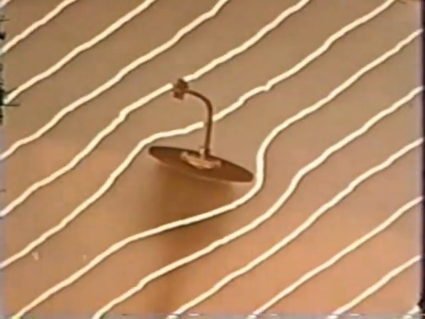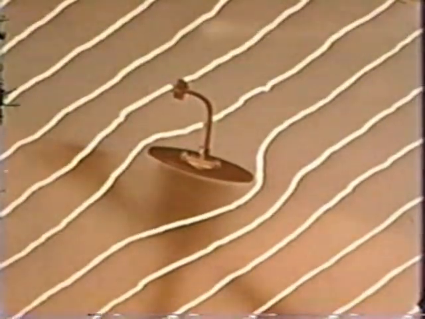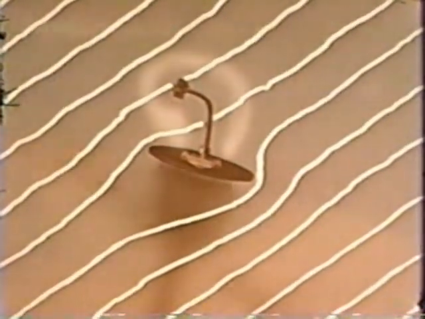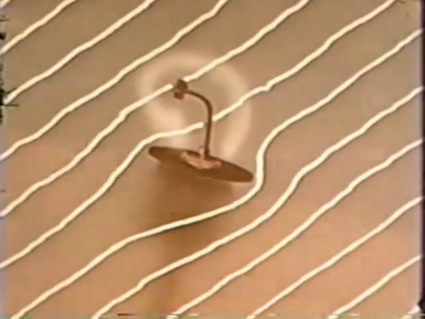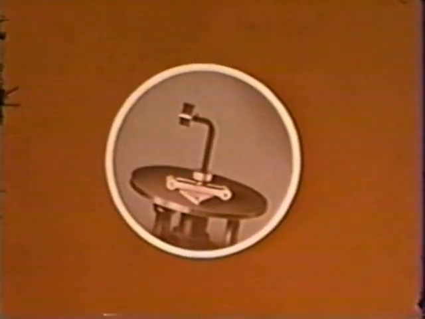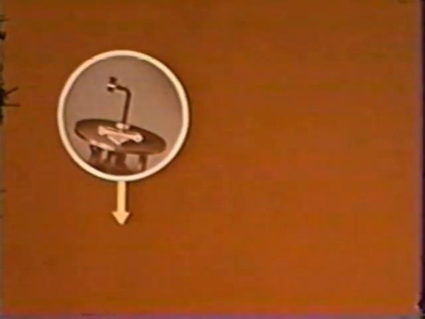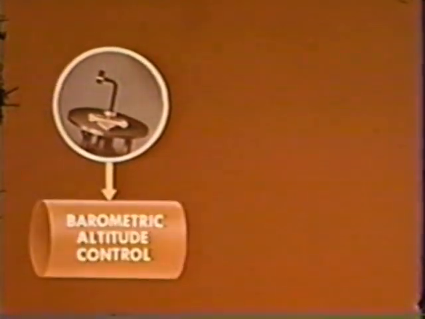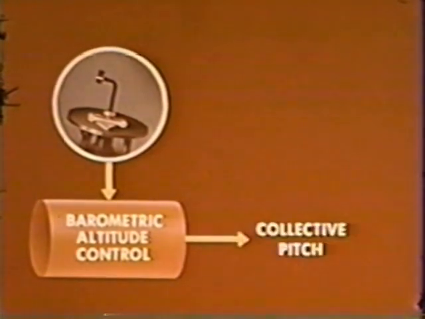When the drone moves into translational flight, the airflow changes direction relative to the deflector plate. This causes a slight decrease in the air pressure around the tube. The pickup senses the small pressure drop and transmits its response to the drone's barometric altitude control, which erroneously interprets the pressure drop as a rise in the drone's altitude and corrects for it by decreasing the collective pitch.